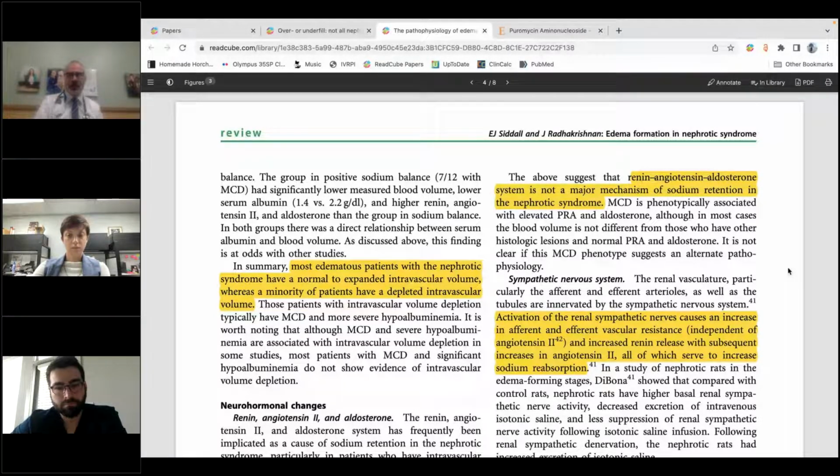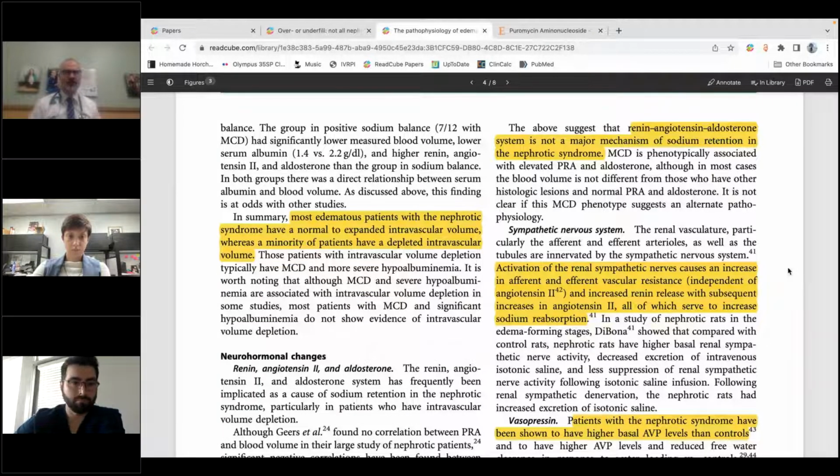Okay, another break there. Everyone okay with the RAS? Questions about that aspect? All right, let's keep rolling on.